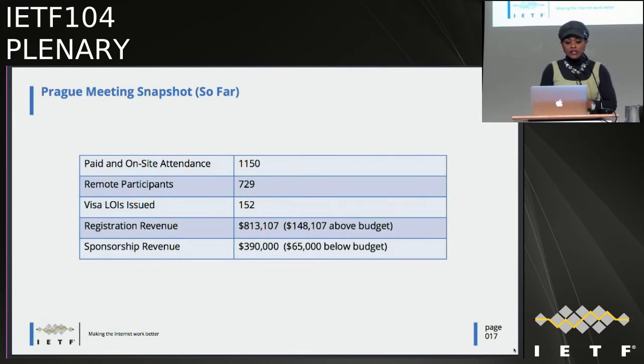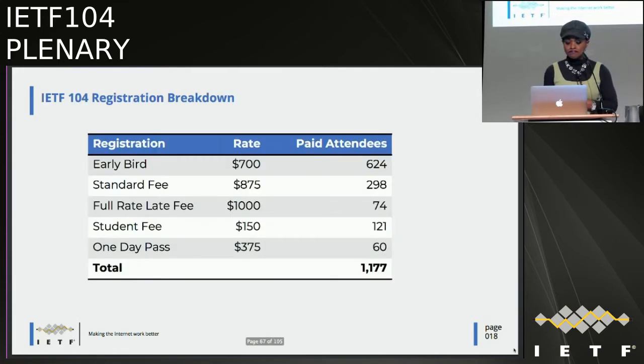The Prague meetings snapshot for paid and on-site attendance, 1,150. Remote participants, 729. Visa LOIs issued, 152. And our registration revenue is 831,107. Sponsorship revenue, 390,000. And there's a registration breakdown.